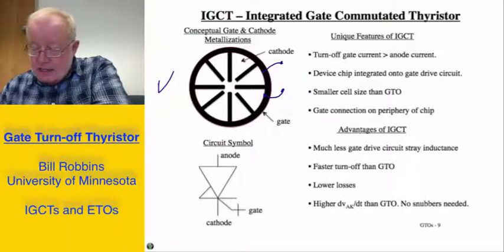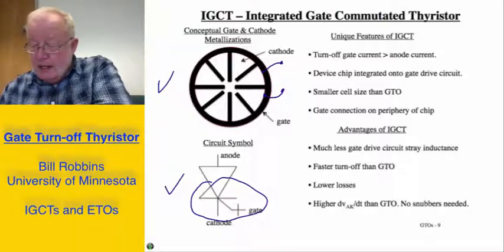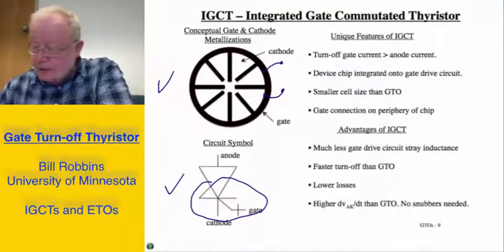The IGCT circuit symbol is a little bit different than the thyristor. The gate structure indication here that I've circled is a little bit different than it is for the standard GTO. An example of an IGCT is shown here on the next slide.